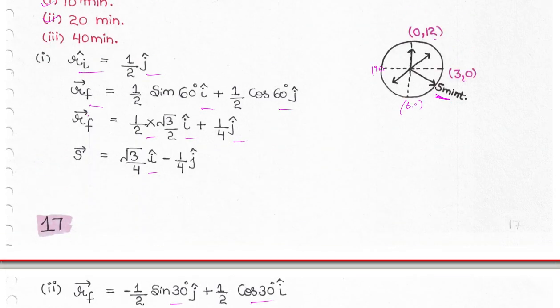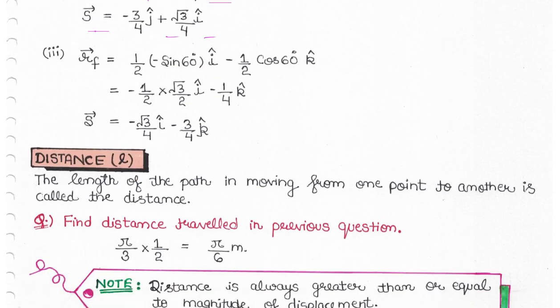Now for the last one, for 40 minutes we can write RF is equal to half minus sin 60 degree i cap minus half cos 60 degree k cap. If we put values of minus sin 60 degrees and cos 60 degrees, then we get minus half root 3 by 2 i cap minus 1 by 4 k cap, or S is equal to minus root 3 by 4 i cap minus 3 by 4 k cap.